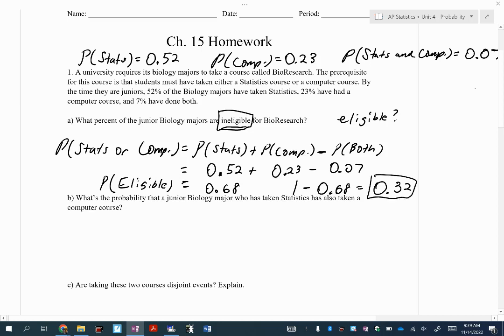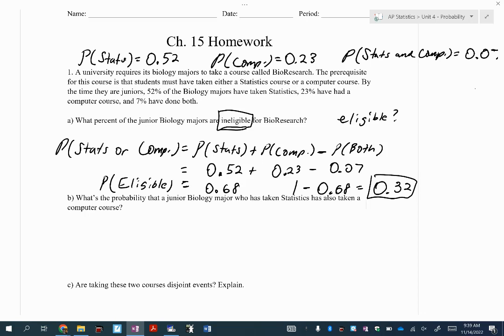All right. So what percent of the juniors, I should say junior biology majors, are ineligible for bioresearch? 32%. That seems high, right? Not a great job by this college and their advisors. You hearing that? Yeah.